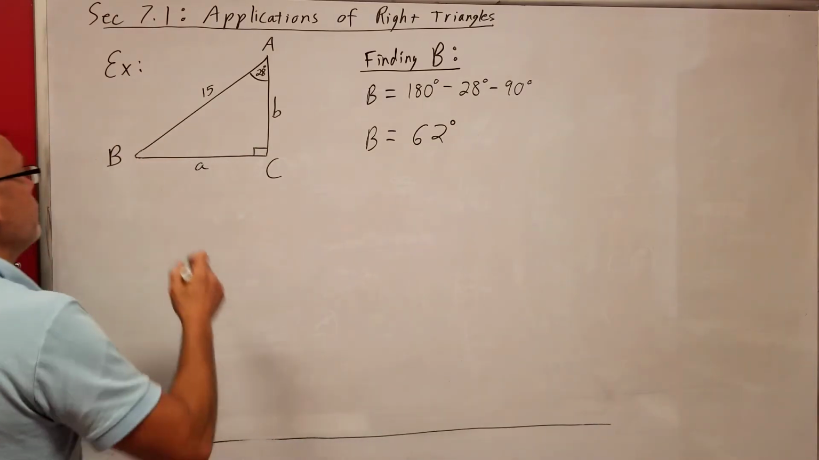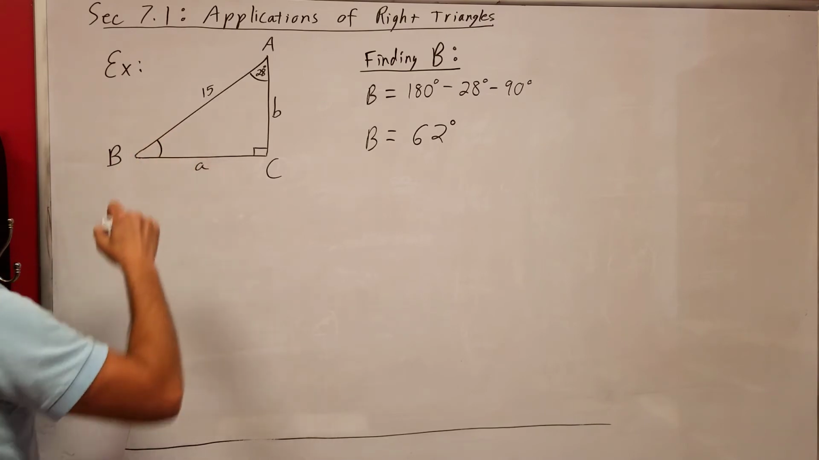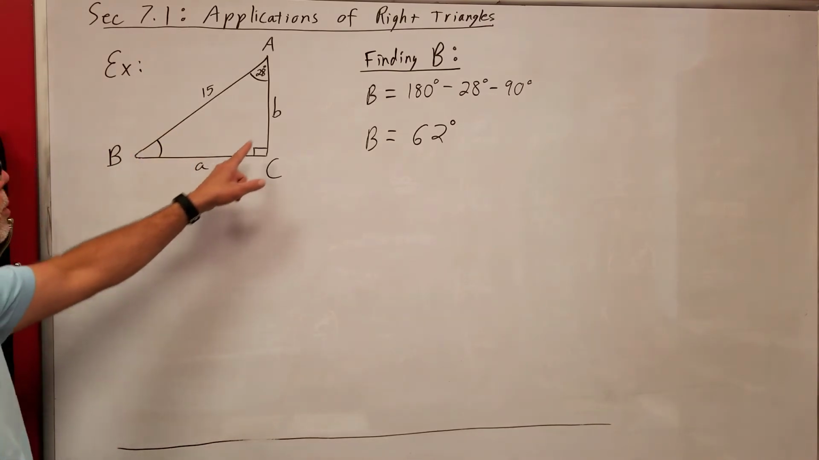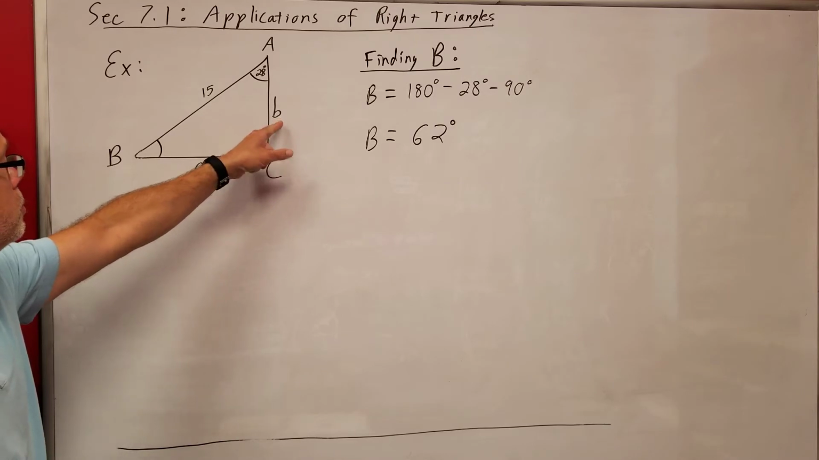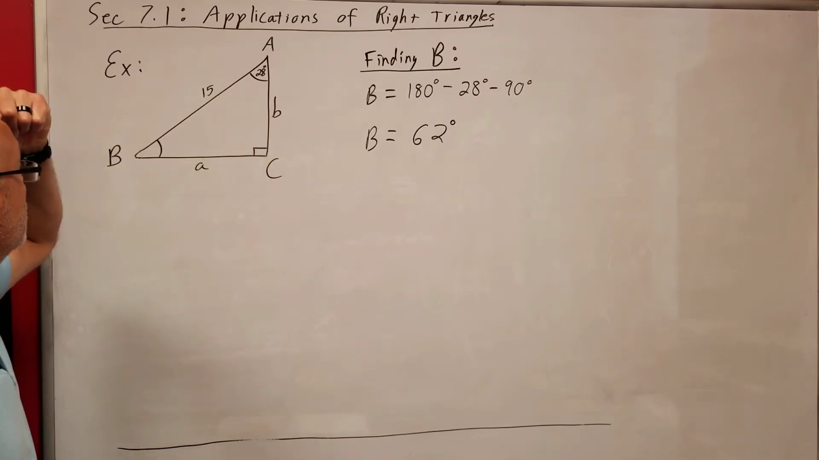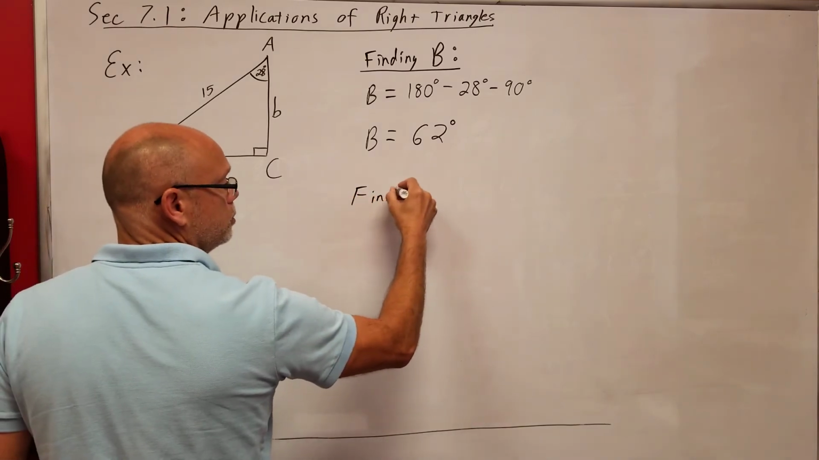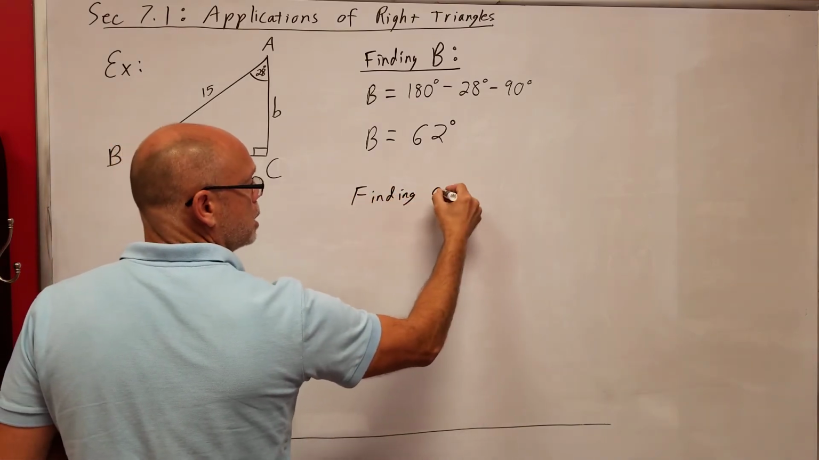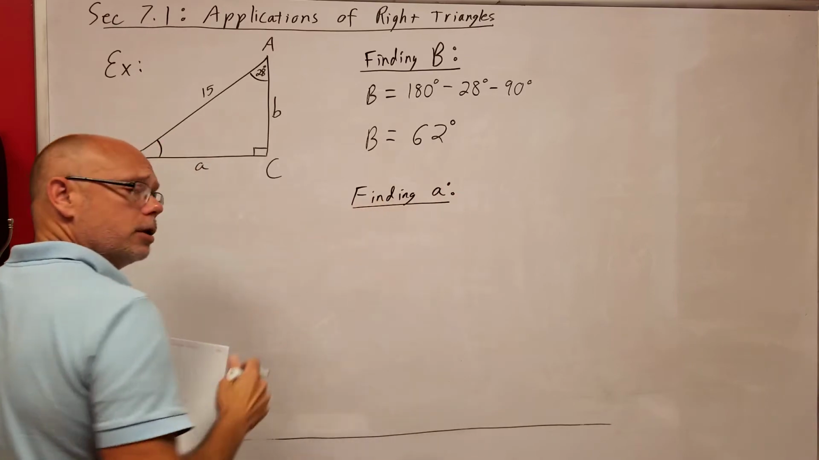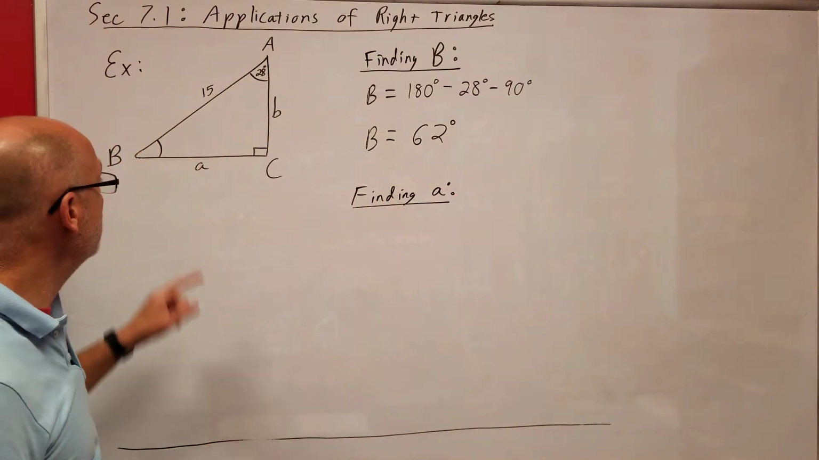All right, next, I found this part right here, right? Next, let's find a and let's find b. All right, doesn't matter which one you go with first. Maybe I'll go with a. I'm going to say finding lowercase a. Now I could use my trig functions to find lowercase a.